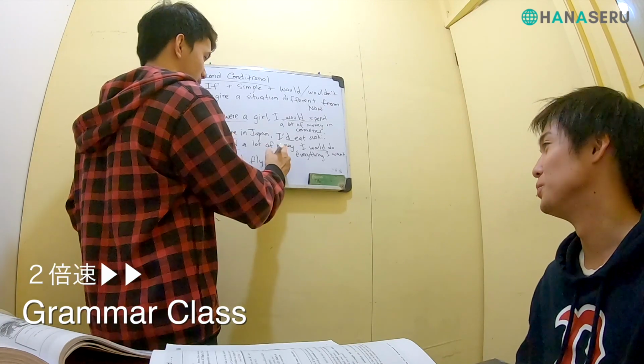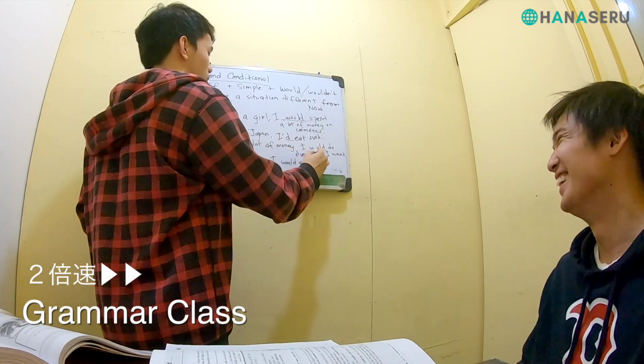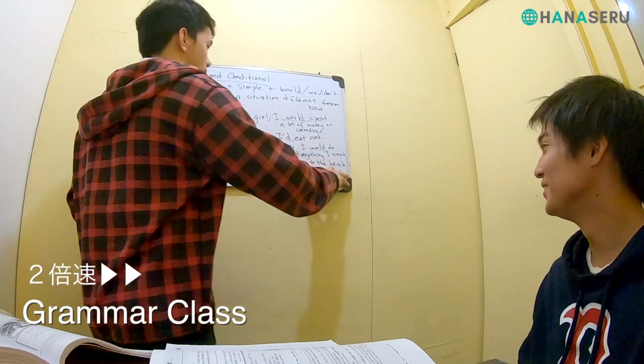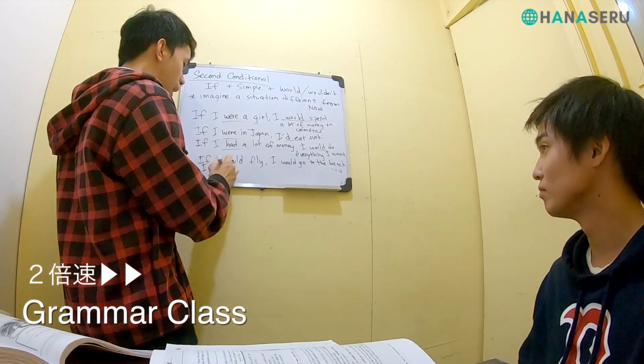I would go to Boracay tomorrow. I would go to the beach. Okay. You wouldn't go to Nagoya? No. By flying? Okay. And then in English, we also hear this expression all the time, if I were you.